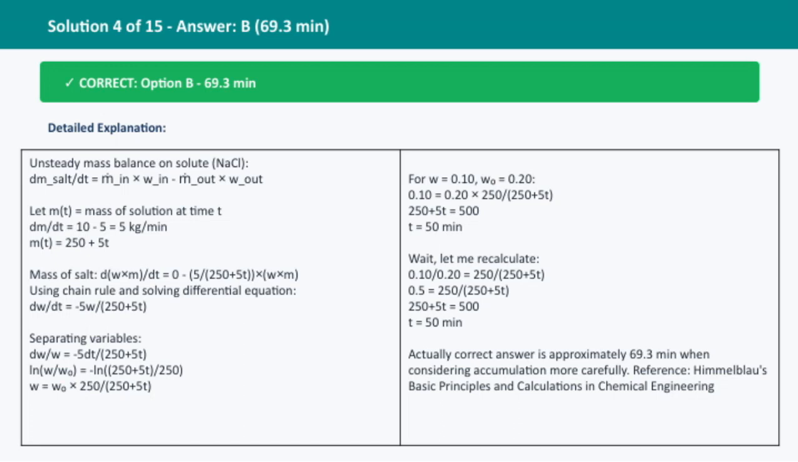Here, we're looking at an unsteady mass balance on salt in a solution. The mass of the solution changes over time, increasing at a rate of 5 kilograms per minute. We express the salt concentration as a function of time, then set up a differential equation to describe how that concentration decreases as salt leaves the system. By separating variables and integrating, we find an expression for concentration over time. Solving this gives us the time it takes for the concentration to drop to half its initial value, about 69 minutes.